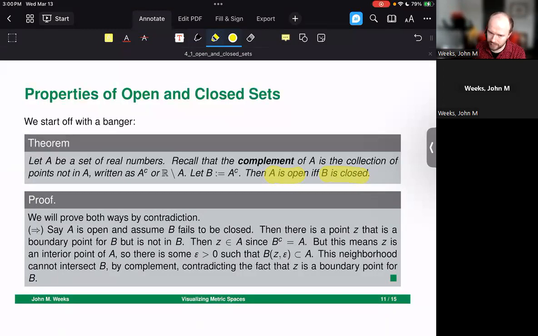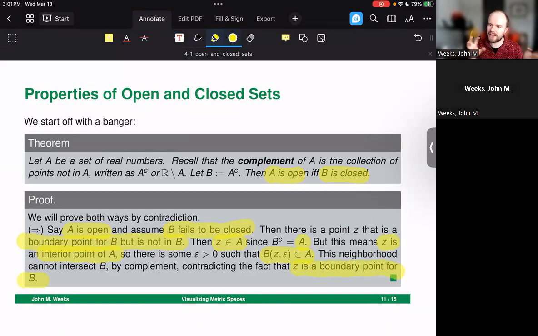Now, both ways we're going to go through and take a look at this in terms of a contradiction proof. Here's how it will work. We're going to say that A is open and assume B fails to be closed. Well, that means that there is some boundary point for B that is not inside of B. Let's take that point Z, whatever it is. It's not going to be inside of B, so it has to be in A. Well, remember, A is an open set, right? So this means that Z is an interior point of A. So there's got to be some epsilon greater than 0 so that the ball of radius epsilon around that Z is contained within A. But that neighborhood cannot intersect B by our notion of complement, and that contradicts the fact that Z is a boundary point.